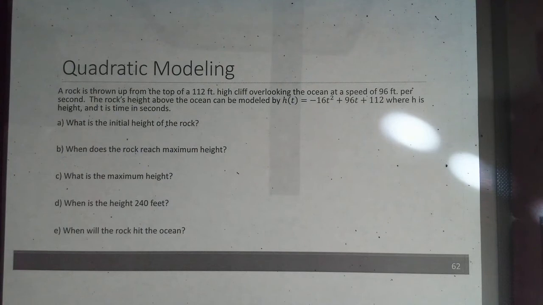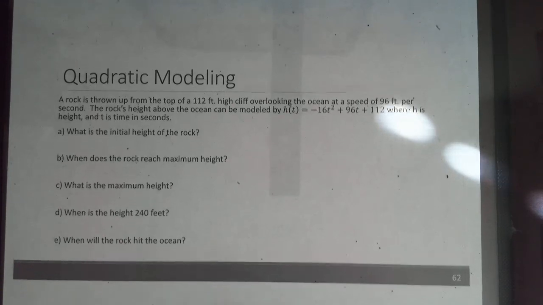So a rock is thrown up from the top of a 112-foot high cliff overlooking the ocean at a speed of 96 feet per second. The rock's height above the ocean can be modeled by h of t is equal to negative 16t squared plus 96t plus 112, where h is the height and t is the time in seconds. We want to know what is the initial height of the rock, when does the rock reach the maximum height, what is the maximum height, when is the height 240 feet, and when will the rock hit the ocean.